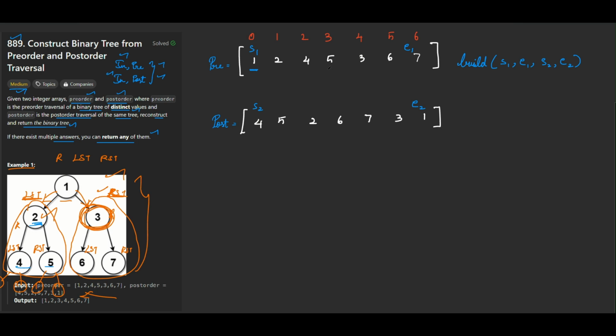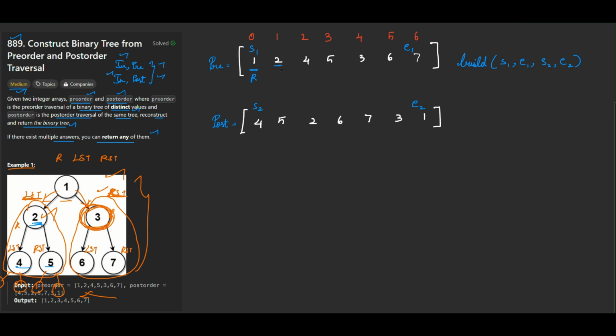Now, we don't know the ending point of the left subtree yet, but we are sure about the starting point of the left subtree, because if this is going to be the root of the whole tree, then obviously the left subtree will be starting right after the root of the whole tree. And if this is going to be the starting of the left subtree, we can also say that this is going to be the root of the left subtree, because the left subtree will also be following the pre-order traversal. So right now we have figured out the root of the left subtree.